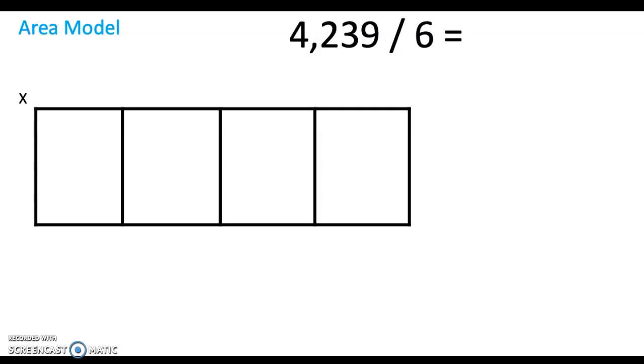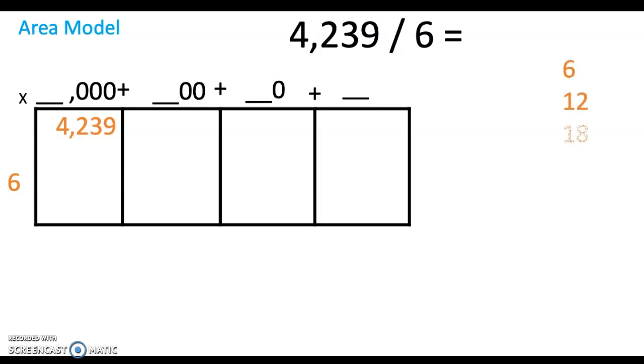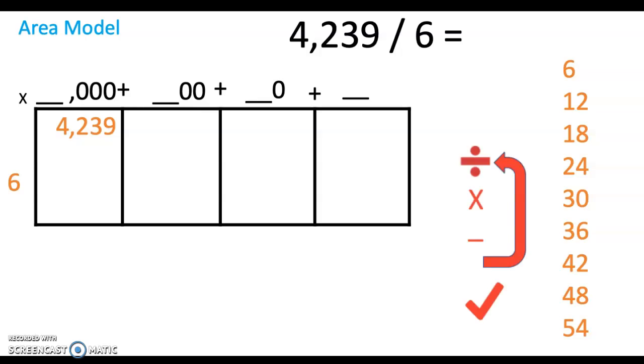4,239 divided by 6 using area model. Make sure you have your 4 boxes for your first 4 place values and label them with your thousands, hundreds, tens, and ones. Your 6 goes on the outside, 4,239 goes on the inside, and if you need your multiplication facts, make sure you have them along with our steps of divide, multiply, subtract, repeat, and check.